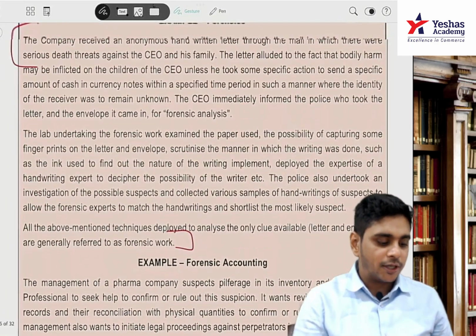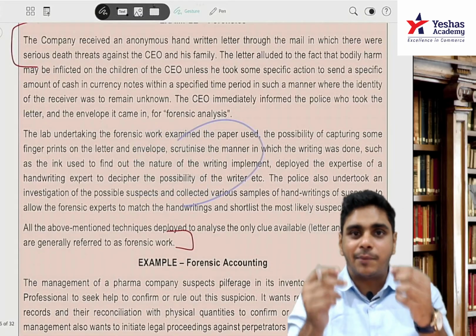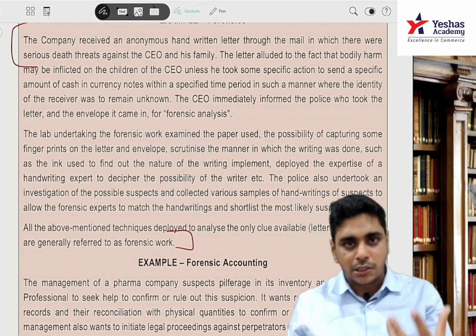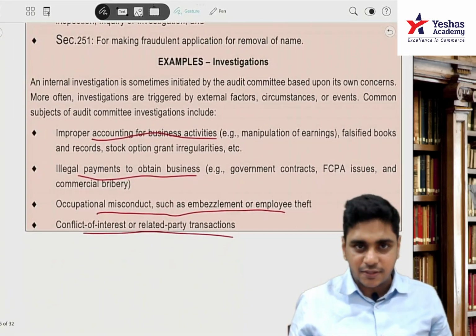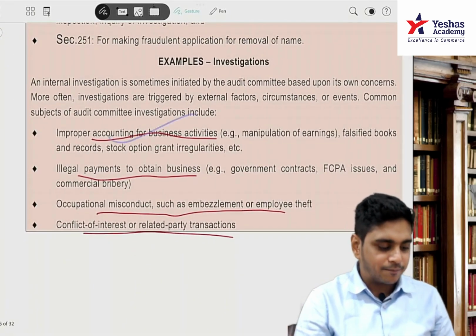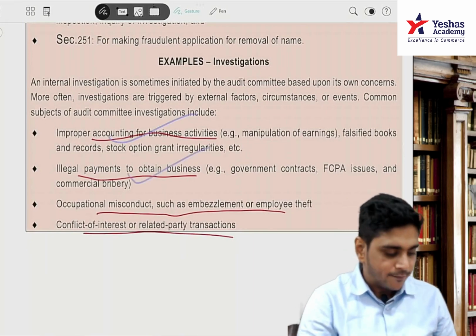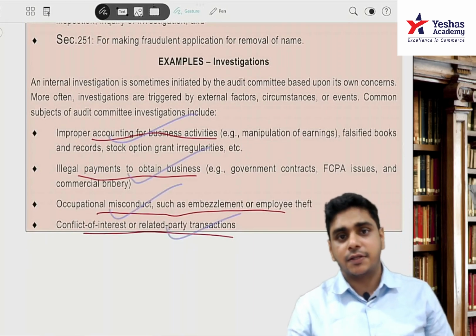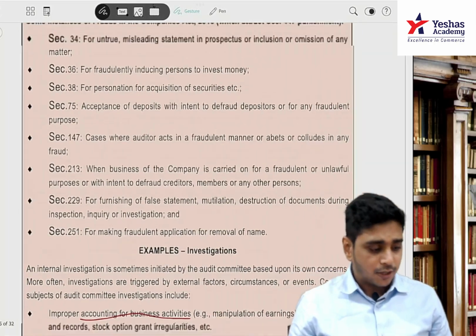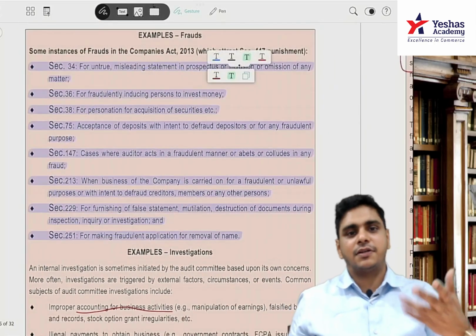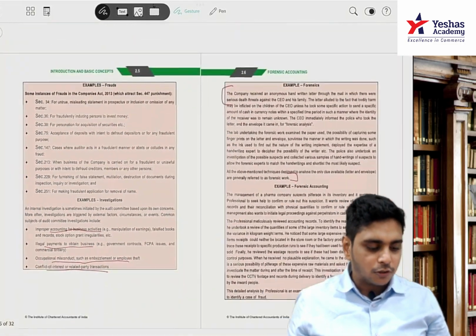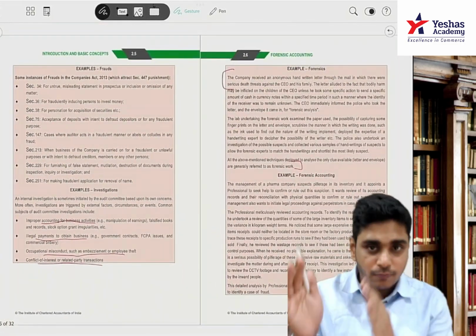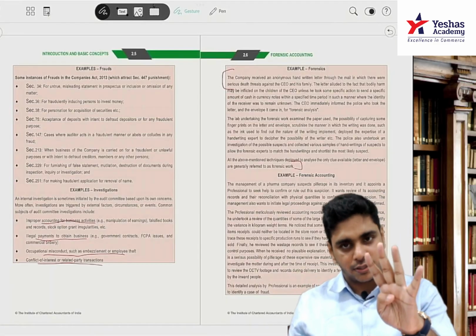When you are appointing a handwriting expert, and you evaluate the paper, the writer, all those situations are called forensics. Now you will try to establish some evidence. So improper accounting, illegal payments to obtain business, occupational misconduct, related party transactions, these are examples of investigation. Okay, these are the examples of fraud. Here, if the section number is written, it will be clear it is a fraud. So these are the examples of all the 4 definitions. Understood my first point? So till now there are 4 questions.